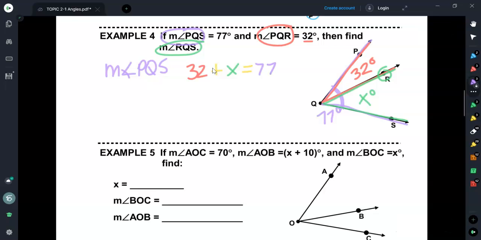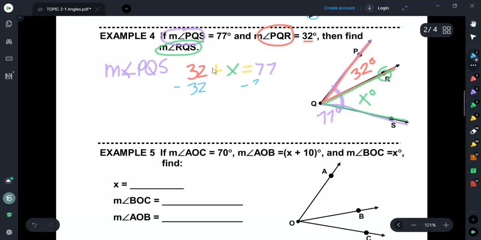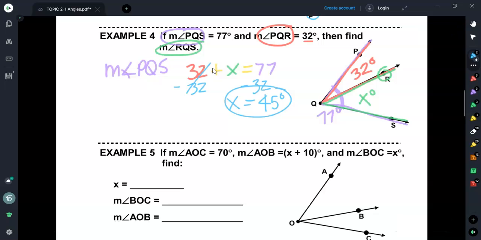And I just solved this like an algebra equation. And some of you could probably even skip and not even have to set it up like this. You could skip right to the subtraction. So I end up getting x equals 45. And that's how you use the angle addition postulate. You really didn't even know you were using it. You just reasoned it out, but that's basically the principle.